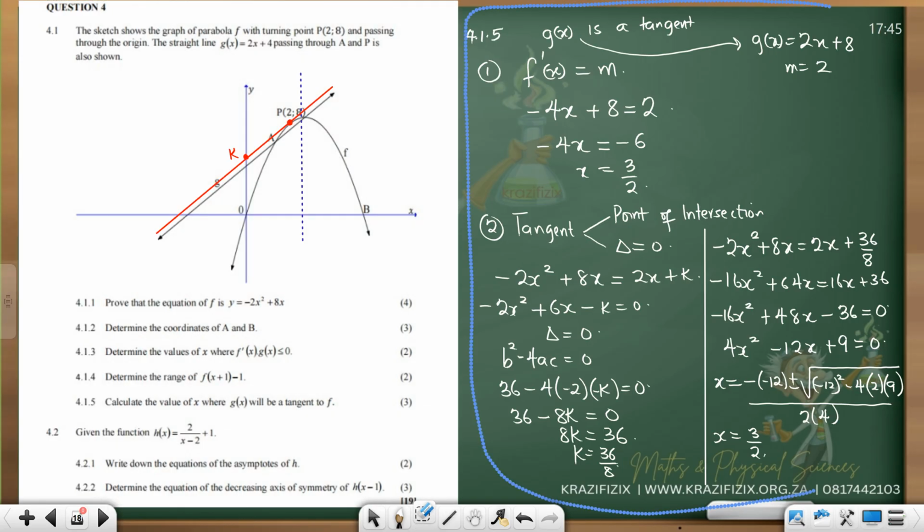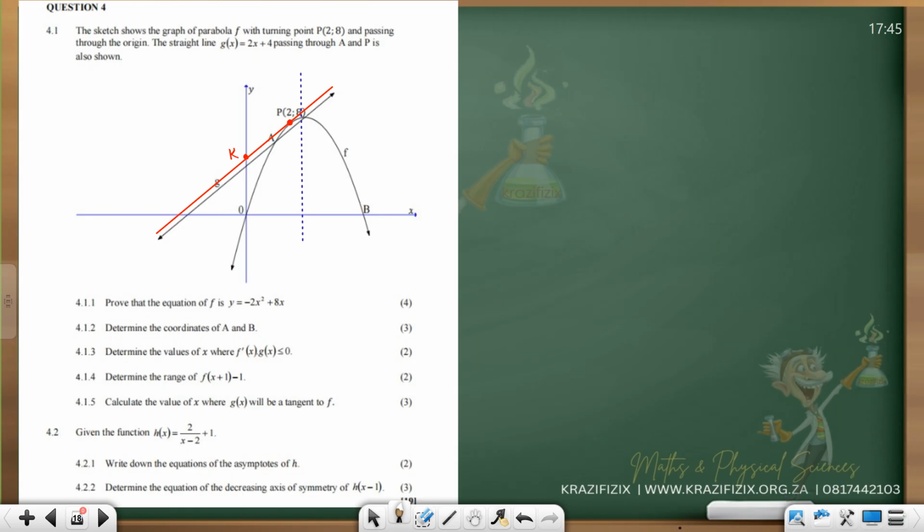4.2, which is a hyperbolic function. So h of x is equal to 2. Write down the equation of the asymptote. All right, vertical asymptote and horizontal asymptote. These are free gifts. 4.2.2. Write down the equation of the decreasing axis of symmetry of h of x minus 1. Let's quickly deal with that.